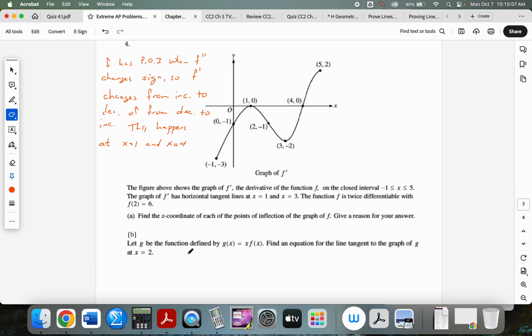All right, let g be the function defined by g of x equals x times f of x. Find an equation for the line tangent to the graph of g at x equals 2. All right, so I need to find g of 2, which will be 2 times f of 2, which will be 2 times negative 1 is negative 2.